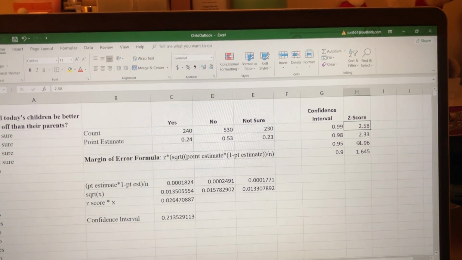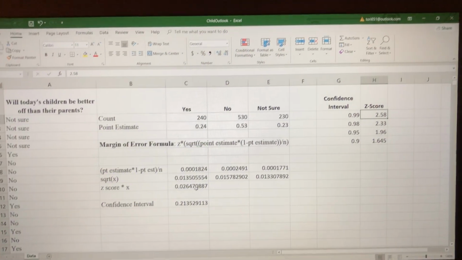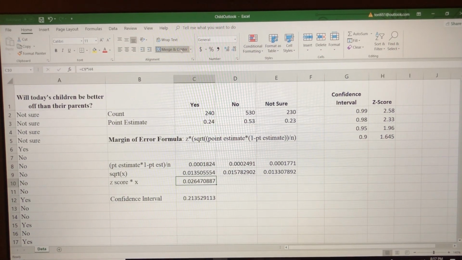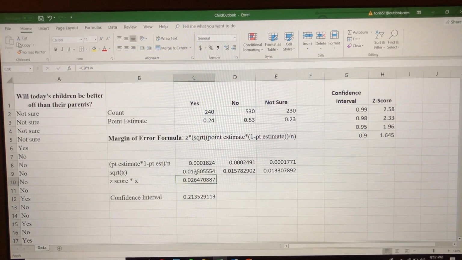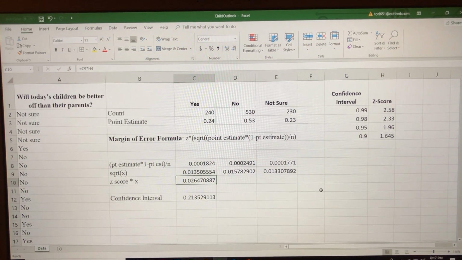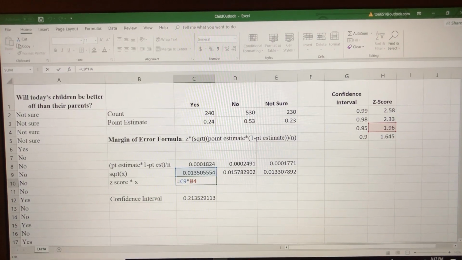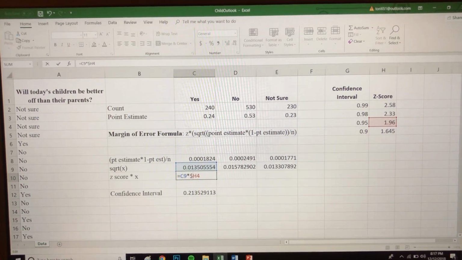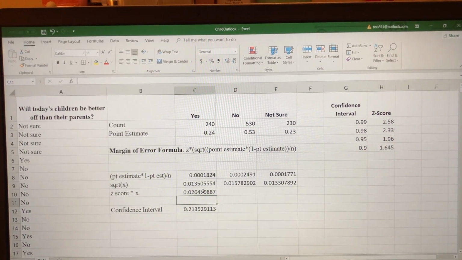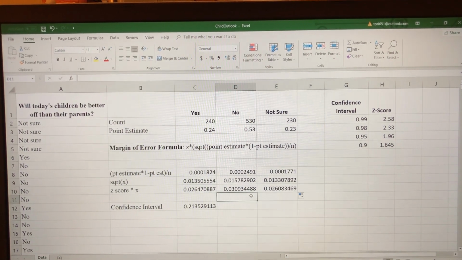So 95 I already did, which was I just took the z-score and multiplied it by the previous answer again. So I just did C9, which was this one, times the confidence or the z-score over here, which is 1.96. So now what we can do is just take that and put the dollar signs in front so we don't lose that. And we'll take that and we'll drag it across to get the rest of them. And boom, there you go.